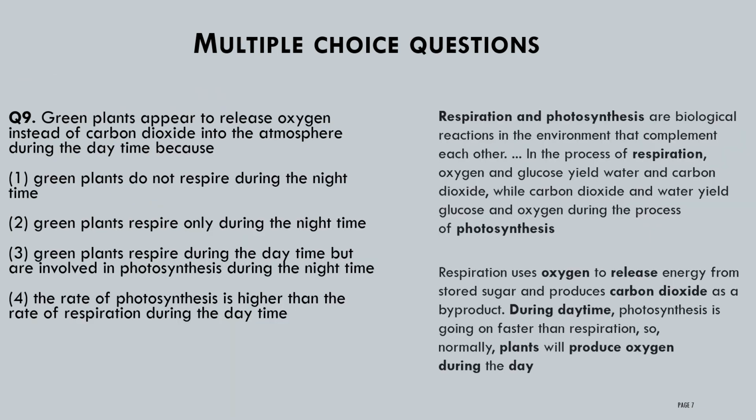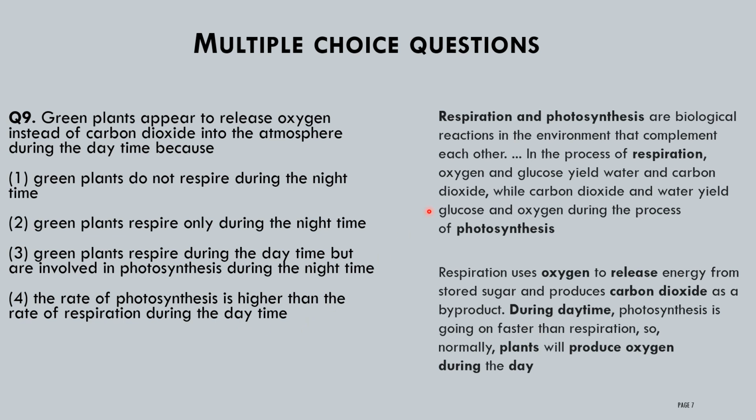Let us discuss the next question. Green plants appear to release oxygen instead of carbon dioxide into the atmosphere during the daytime. What is the reason? First option, green plants do not respire during the night time. Second, green plants respire only during the night time. Third, green plants respire during the daytime but are involved in photosynthesis during the night time. Fourth, the rate of photosynthesis is higher than the rate of respiration during the daytime.